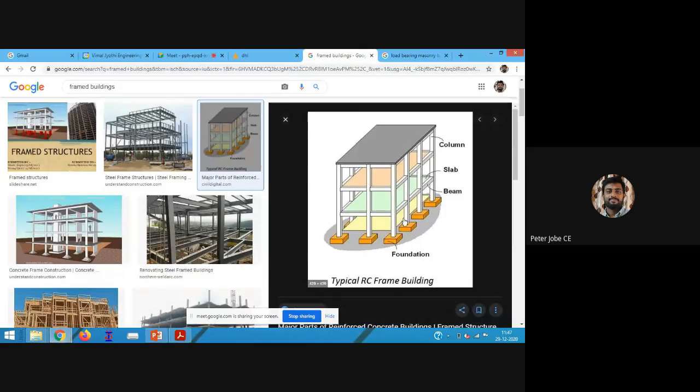Nowadays all high-rise buildings, or even buildings of more than one story, are being constructed using frames, so that we need not provide walls in between them, and we can provide anything like glass.